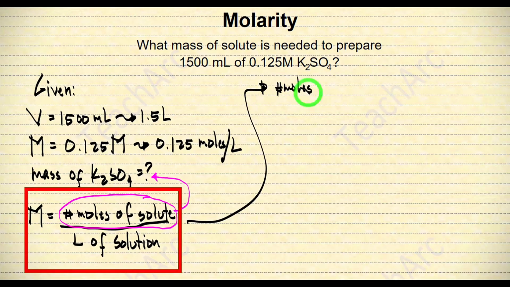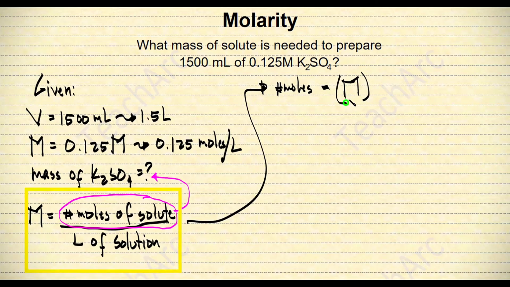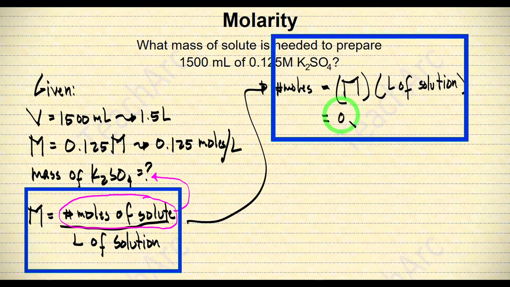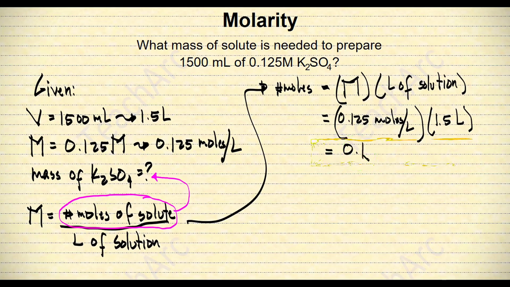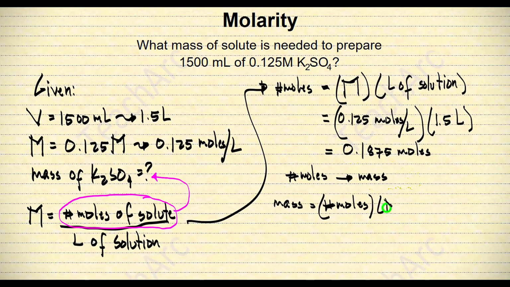From our molarity formula, we can derive our formula to find the number of moles of solute. We have 0.125 moles per liter, that's the molarity, multiplied by 1.5 liters, which is the volume of the solution. The number of moles would then be 0.1875 moles. Now to convert this into mass, we multiply the computed moles of potassium sulfate by its molar mass.